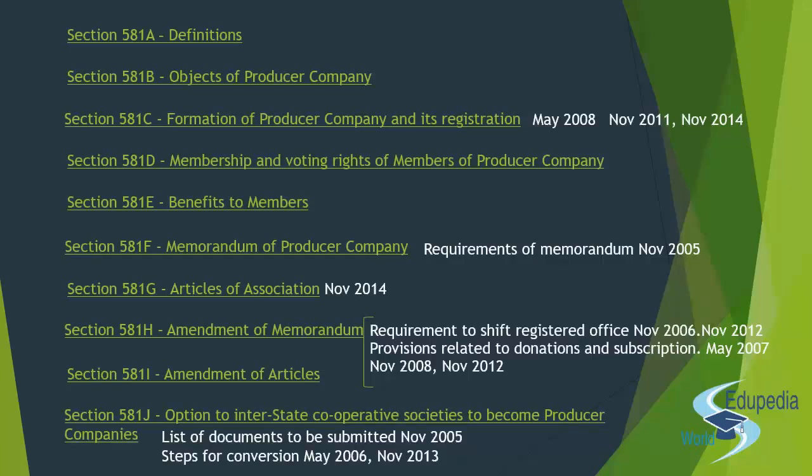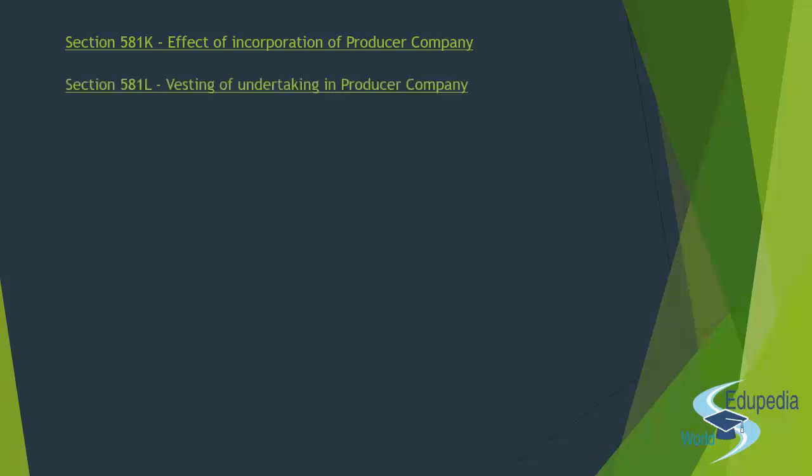Okay. Now moving on to the next topic, it is section 581K, the effect of incorporation of producer company. Right? What are the privileges that they have after the company comes into incorporation? 581L, that deals with the vesting of an undertaking in a producer company. Okay, we'll just brush over the sections now. We'll understand and know about the section in our later classes, right?